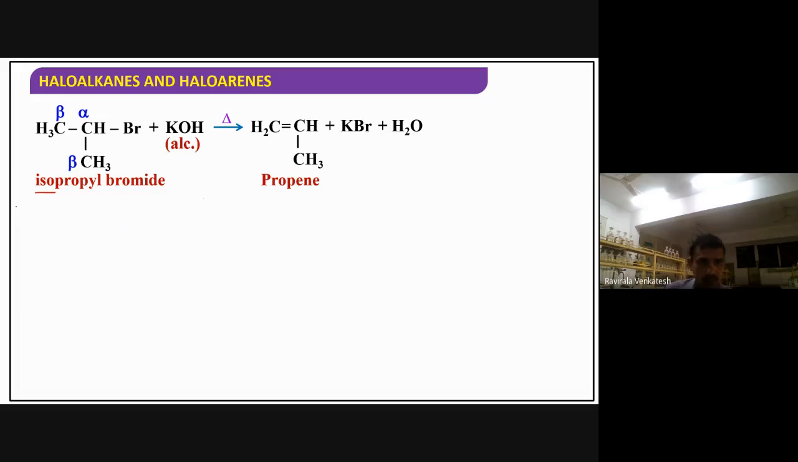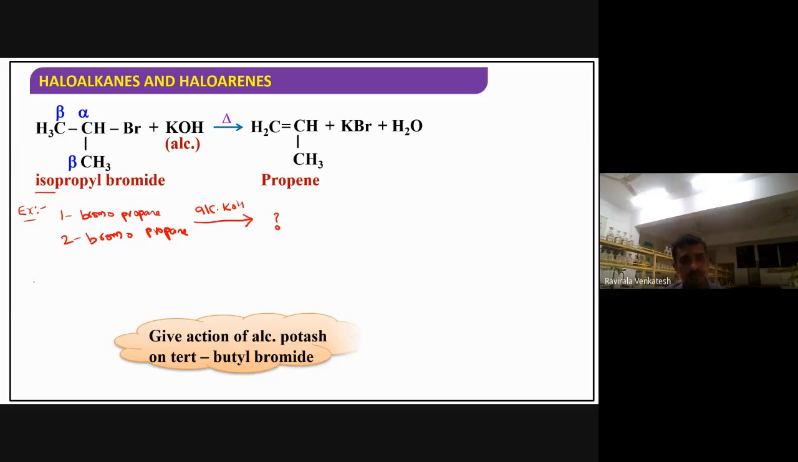Your notebook. What is the exercise here? In your notebook, all of you write here. 1 bromopropane and 2 bromopropane. You can take even chlorine also, no problem. 2 bromopropane with dehydrohalogenation, or alpha beta elimination reaction, with alcoholic KOH. Write the products with arrow marks, with mechanism, with arrow marks you have to write here. This is the exercise for today.